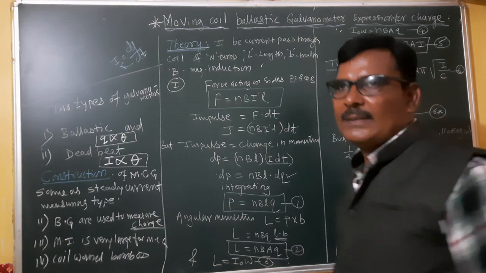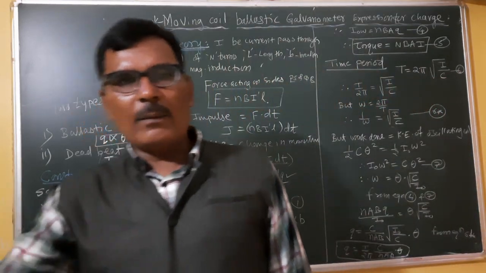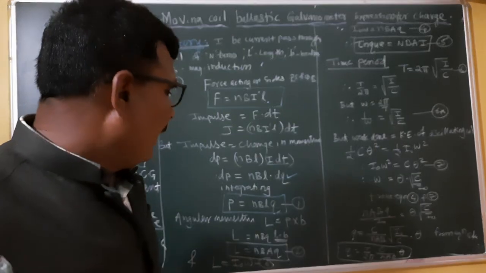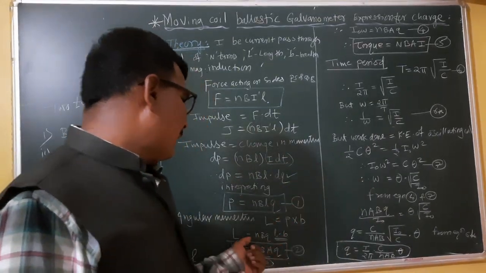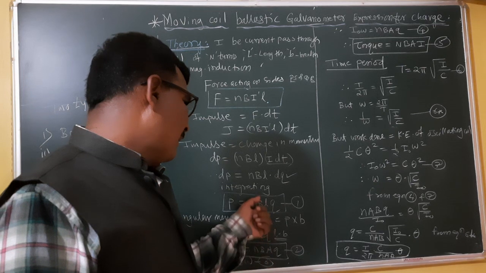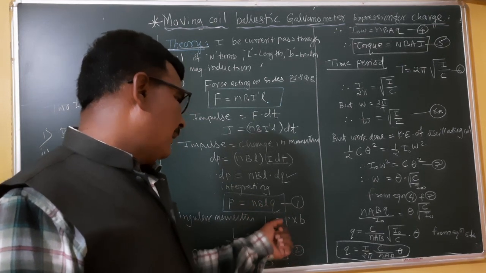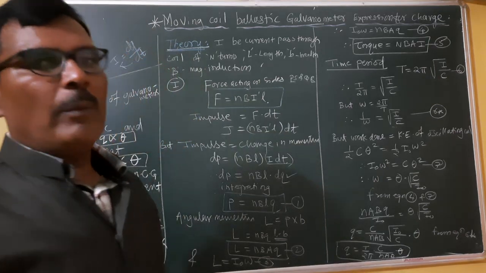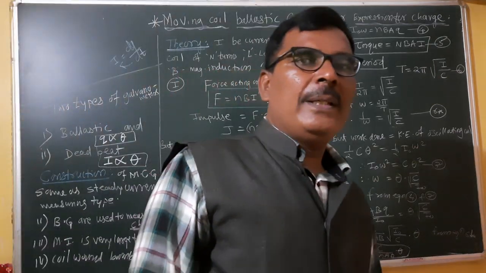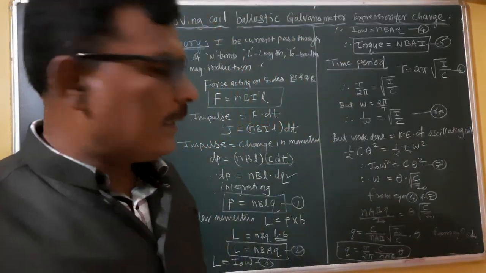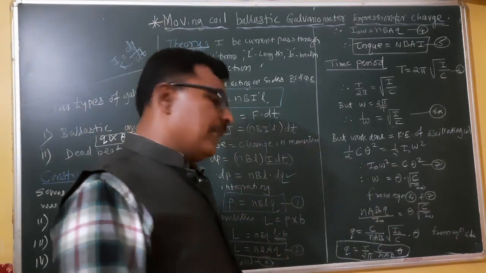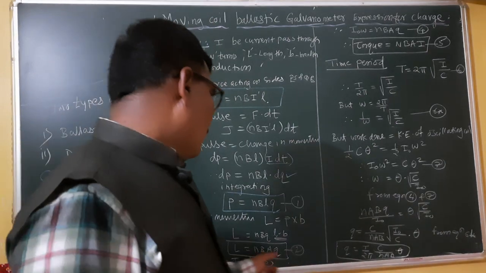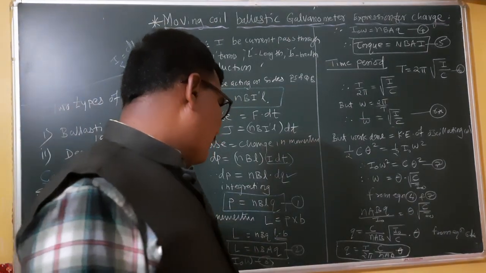Angular momentum is the moment of linear momentum, that is L is equal to P into B, and then we substitute this value in the equation here, that is P is nothing but NBL into Q, and the length into breadth is nothing but the area. So angular momentum is equal to NBA into Q. N is the number of turns, B is the magnetic induction, A is the area of the coil, and Q is called the charge flowing through the coil. This is equation number 2.